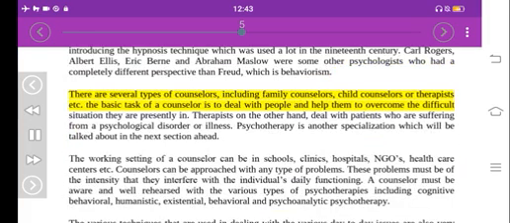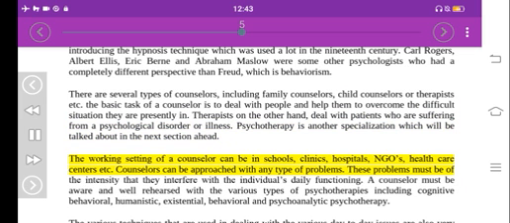There are several types of counselors, including family counselors, child counselors or therapists, etc. The basic task of a counselor is to deal with people and help them to overcome the difficult situation they are presently in. Therapists, on the other hand, deal with patients who are suffering from a psychological disorder or illness. Psychotherapy is another specialization which will be talked about in the next section ahead.